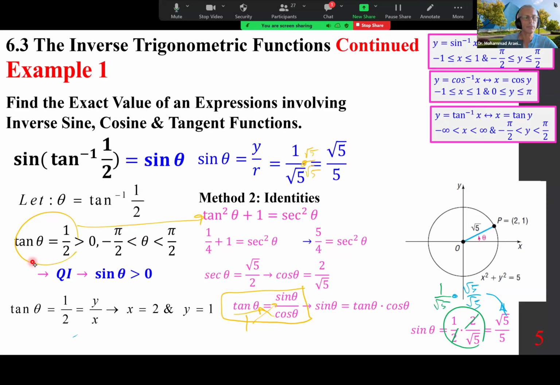A quick recap. Sine of tan inverse of 1/2, that means tan of theta is equal to 1/2. That's the meaning of this. So tangent is given, find sine. That's the idea. So we go back to previous sections. We either use circles, y over r, or we use the identities. But again, it's important to understand this means we have this tangent value, missing is sine value.